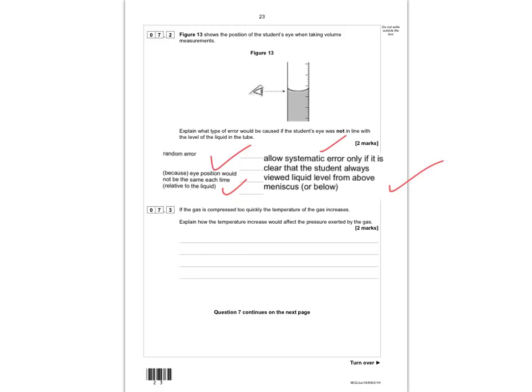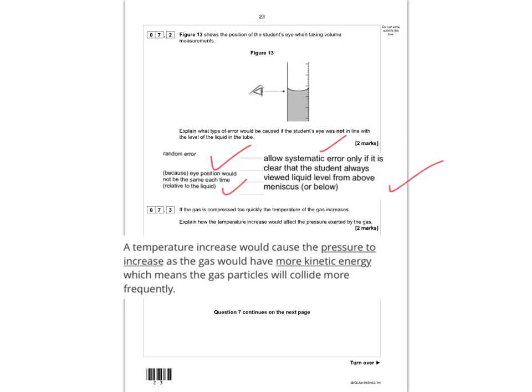Now question 7.3, if the gas is compressed too quickly, the temperature of the gas increases. Explain how the temperature increase would affect the pressure exerted by the gas. You'd answer this question by saying the temperature increase will cause the pressure to increase. It's 1 mark for saying that the pressure increases, and the second mark is for saying the gas has more kinetic energy.